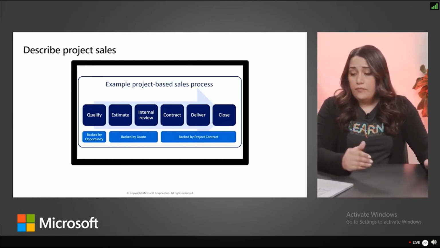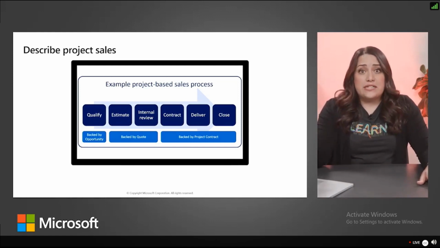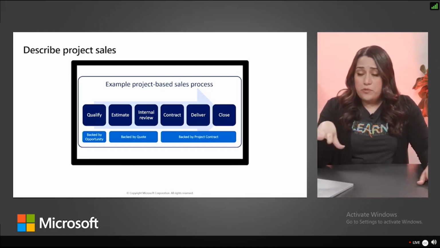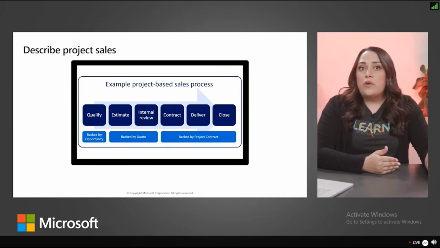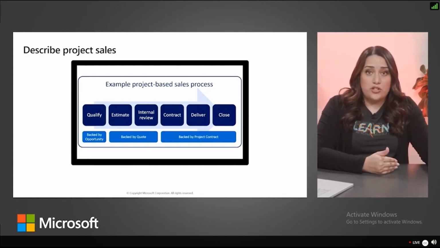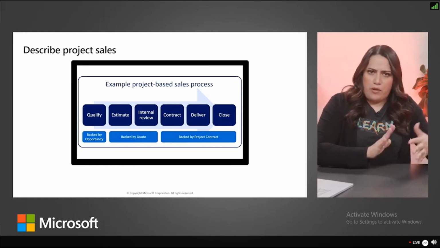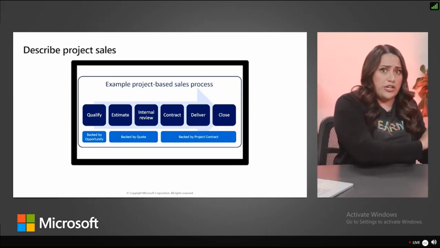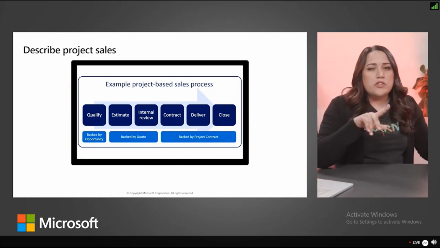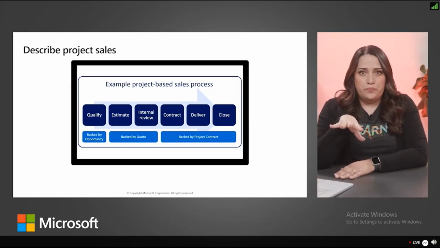And the way that Dynamics 365 Project Operations helps with this is that it uses what we call business process flows to support project-based projects. Now, this is similar to the sales process that we looked at in our first session in the sales module, but there are some key differences between the two.